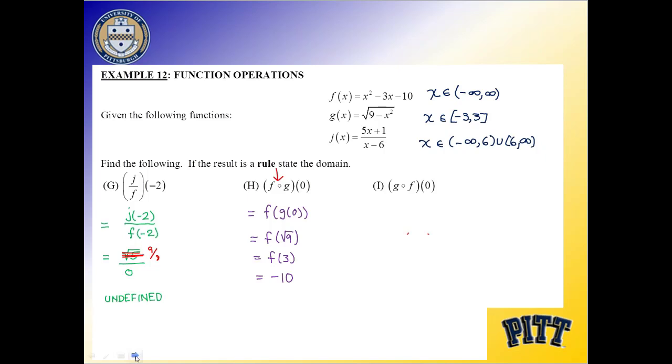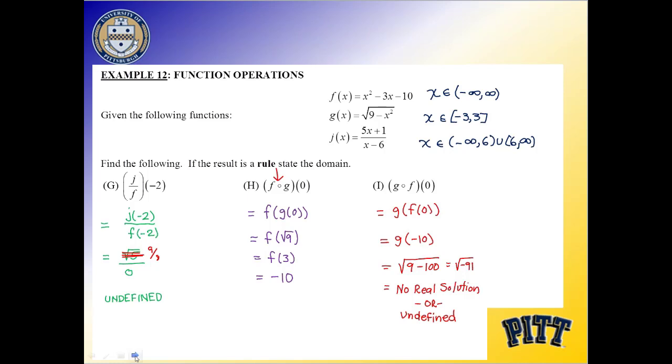Composition, much like subtraction and division, is also not commutative. If I do g of f of 0, that's what this is. And so I start with f of 0 first. That's going to be negative 10. So I'm going to do g of negative 10. And when I do that, I get the square root of negative 91, which again, we're only considering real numbers when we talk about domains and ranges. So there's no real solution, it's undefined here.